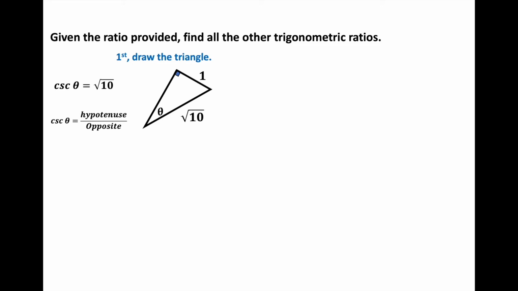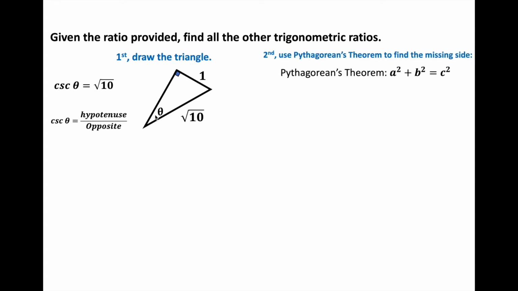Now we can use Pythagorean's theorem to find this other side. In order to fill out all my ratios, I need to have all sides of the triangle. So I'm going to use Pythagorean's theorem to find this missing side right here. Pythagorean's theorem is a squared plus b squared equals c squared, and c squared is always your hypotenuse. A and b are these two, and they can be written in any order because it's an addition sign.